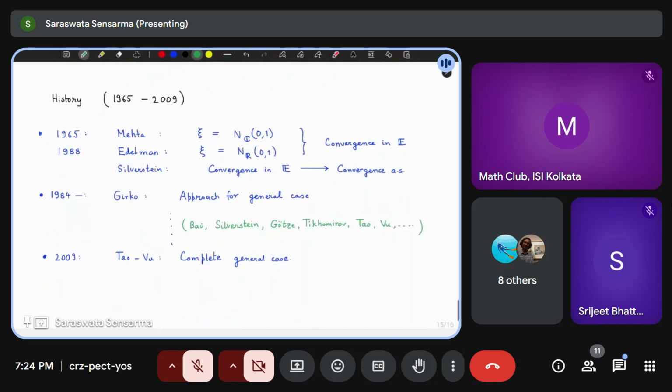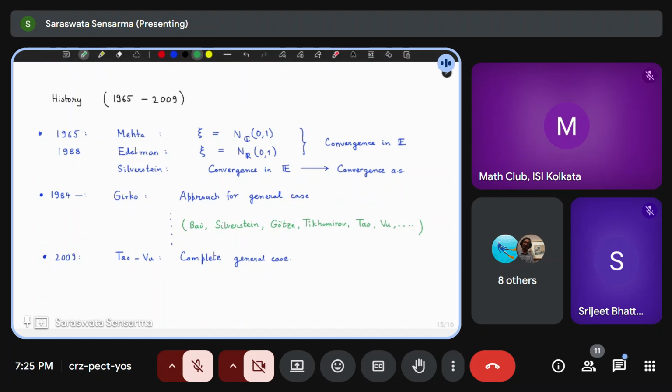Like in 65, it was first proven by Mehta for complex normal entries, which was later adapted by Edelman in 1988, which was much, much more tricky. And after a long battle of, what is it, it's almost 50 years. Finally, this was proven by Tao and Wu in 2009.